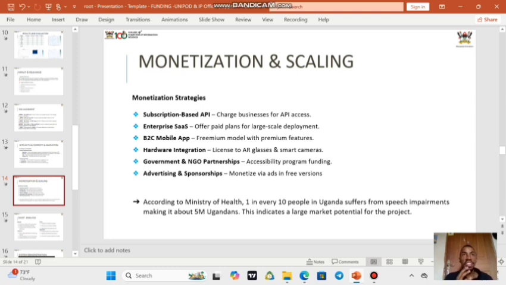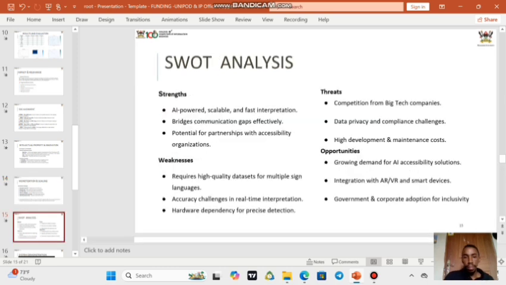Generally, we shall introduce ads that pop up on the free versions, and then all the other monetary ways. According to the Ministry of Health, like we had seen, 10% of Ugandans are speech impaired. That means we have a large potential market. And yes, moving on to the SWOT analysis, we have strengths, weaknesses, threats, and opportunities, just like any other business.